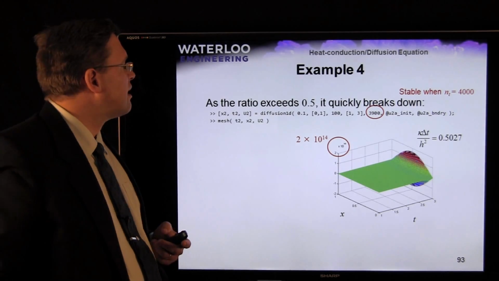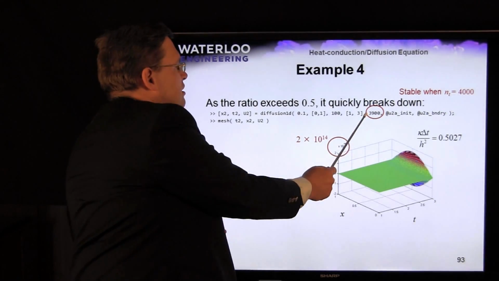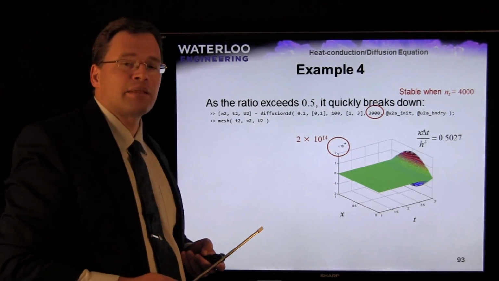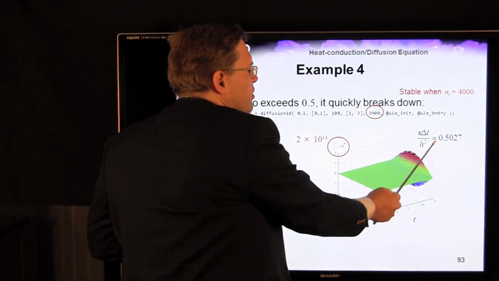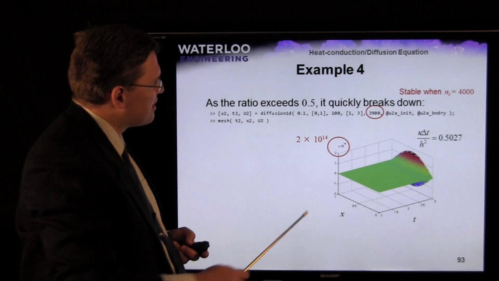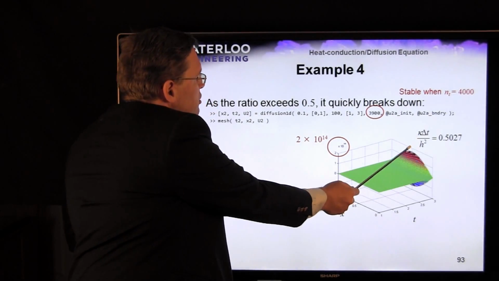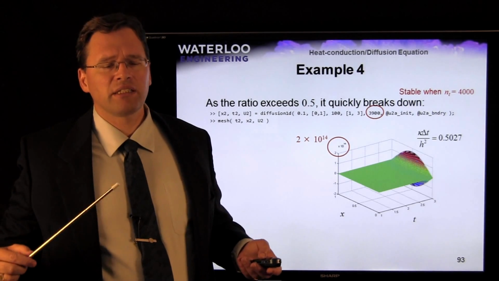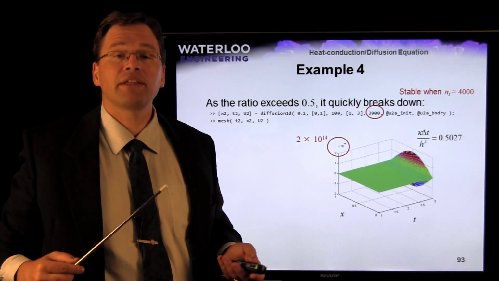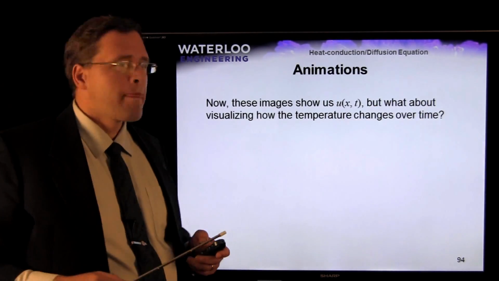In fact, if you go down to 3,900 as n sub t, this ratio is only a little bit larger than 0.5, but this is saying that the temperature in the middle of the bar should now be at 2 times 10 to the 14 degrees, which is, well, unless you believe in cold fusion, absurd.